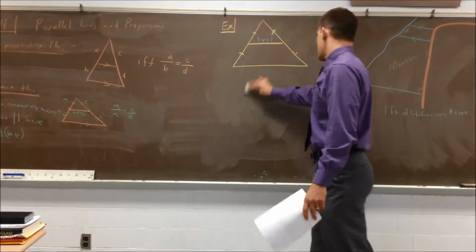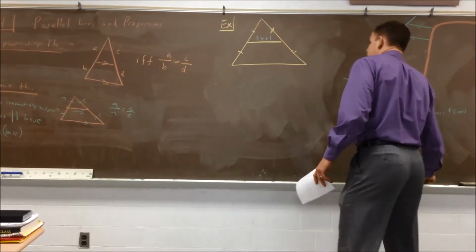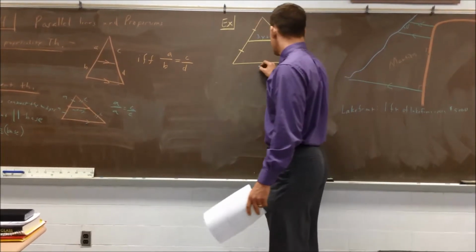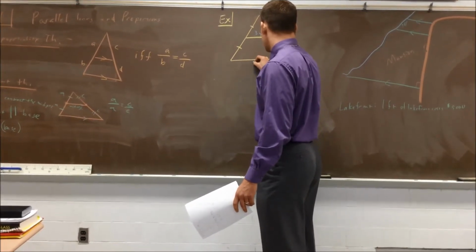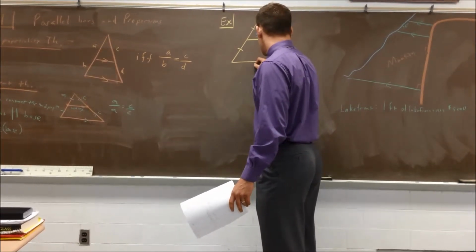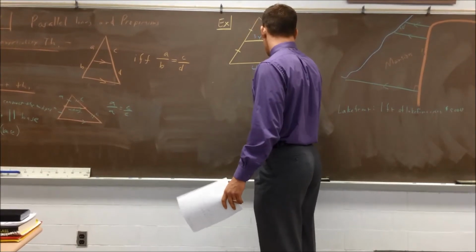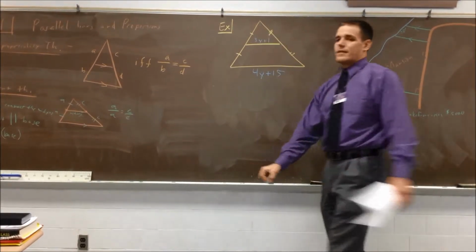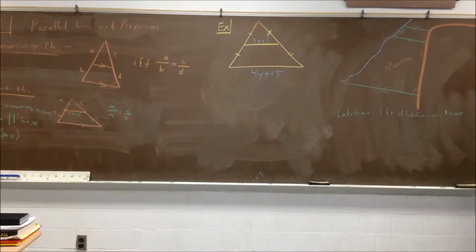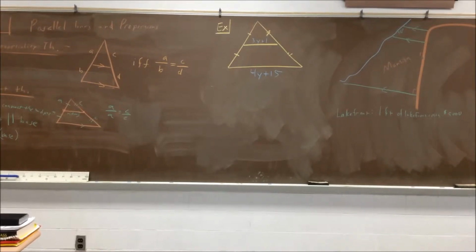What if Mr. Kuhne said, that's 3y plus 1. This is, let's see here, 4y plus 15. Now set up an equation with your team.